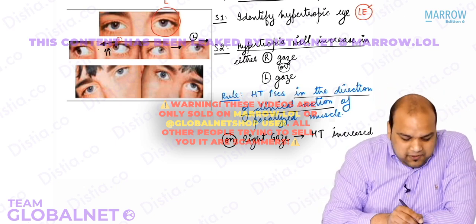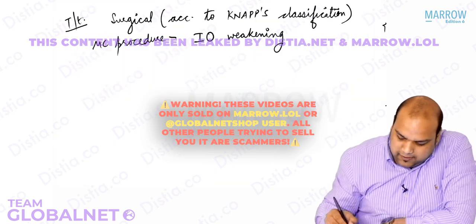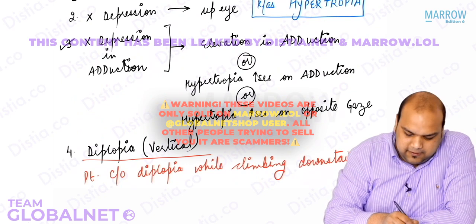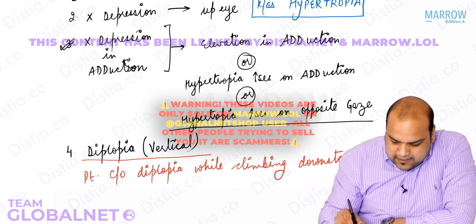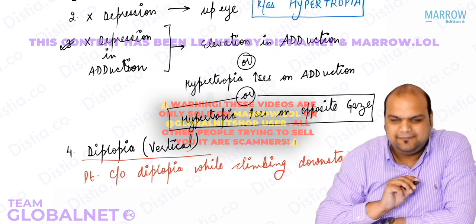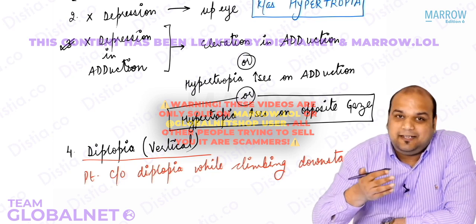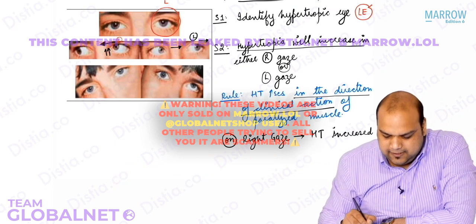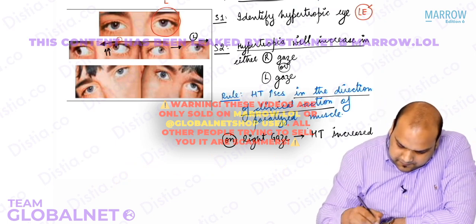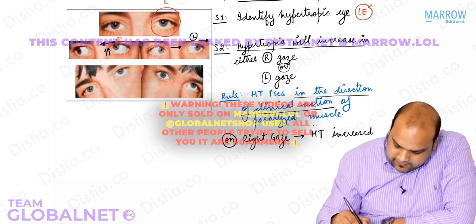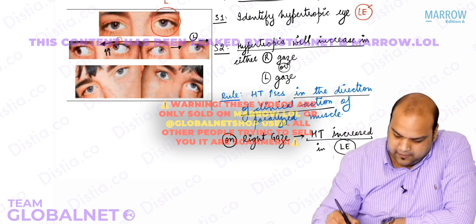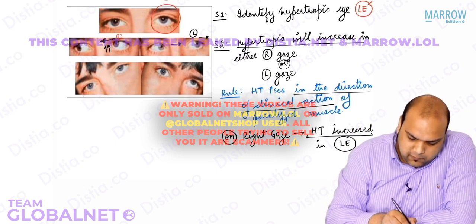Okay. Or if you knew the clinical features, you would not have had to think so much. You already know clinical feature number 3, hypertropia increases on opposite gaze. Am I clear? So it's just the clinical feature being shown in the image. Hypertropia increases on opposite gaze. Okay, everybody? I will just add one word here: hypertropia increased in left eye. Okay? Now, after we know step 1 and step 2, let's move on to step 3.